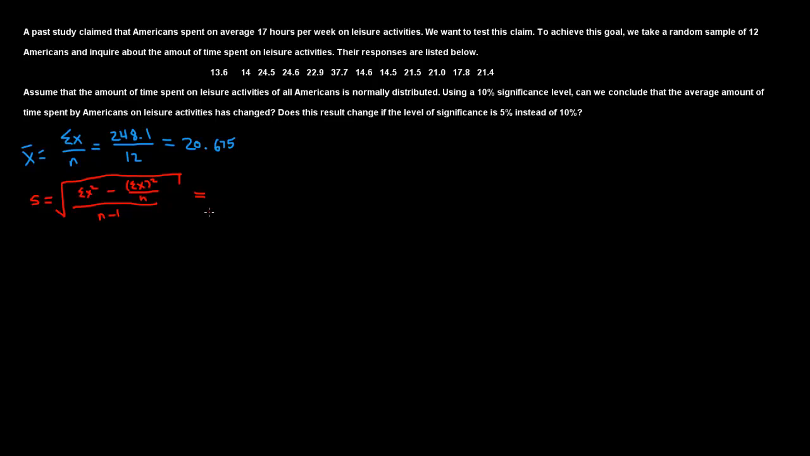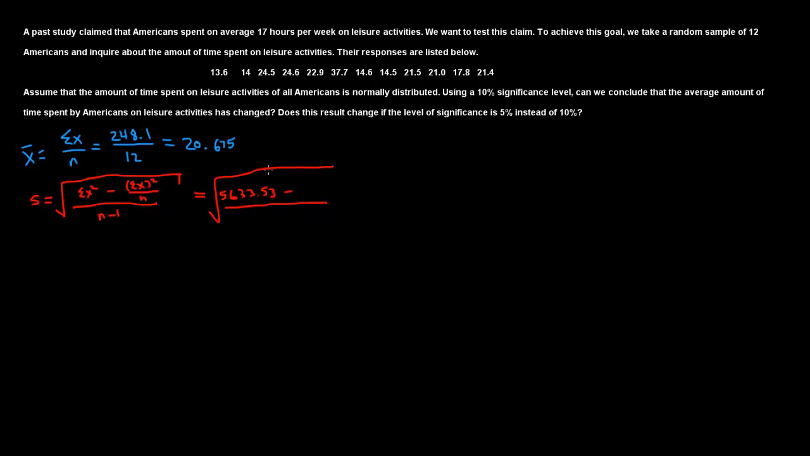Let's get that big radical again. That is 5,633.53. Then subtract off. We already know what the sum of x is. So we need to take the sum of x, square it, and divide by n. The sum of the x's is 248.1. We need to square it, and then divide that by n, which is 12.